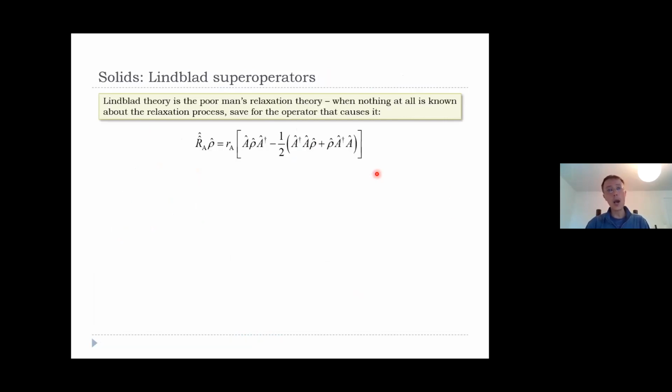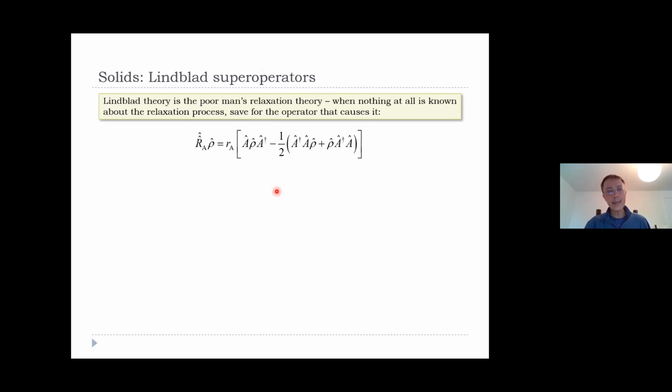But in solids, okay, so how do we do relaxation theory in solids? How do you do relaxation theory when you have no idea how something relaxes? Mr. Lindblad to the rescue, a Nordic mathematician who has derived an interesting operator. It's called the Lindbladian. It's a generic form of what any relaxation superoperator must be in order to be a mathematically valid relaxation superoperator. There are certain requirements.